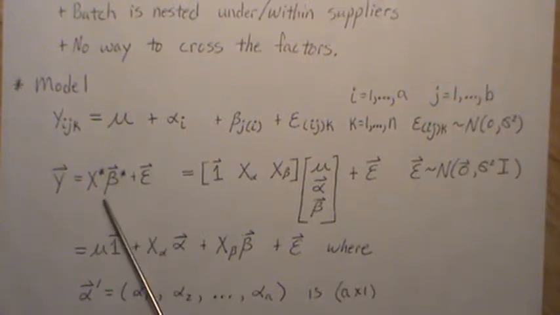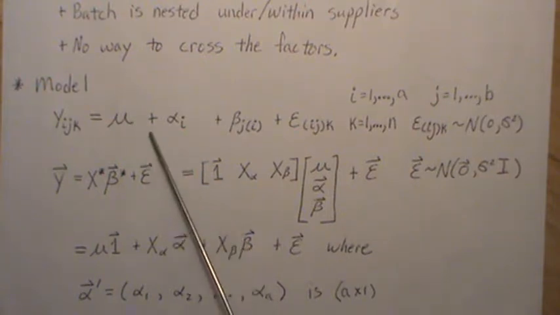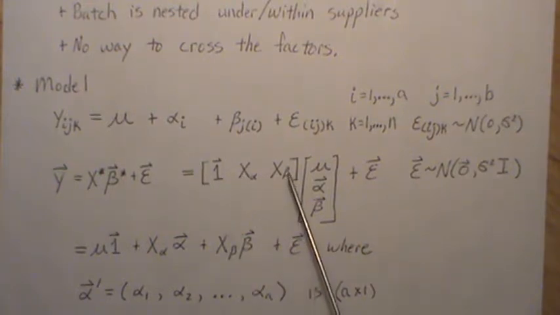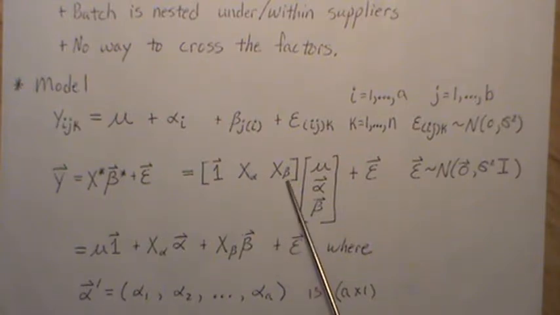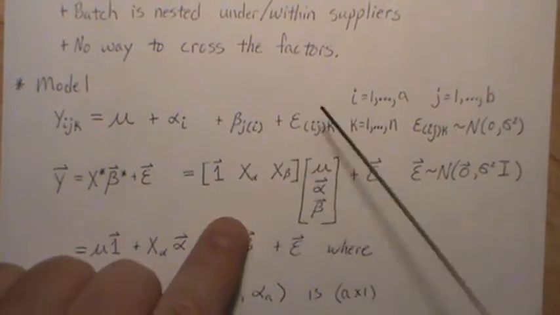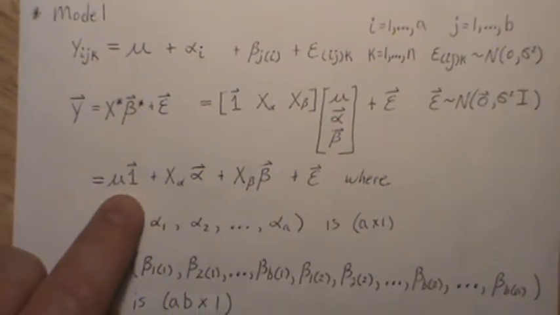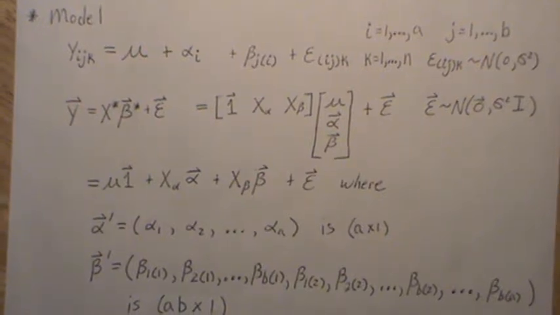So it's a linear model, but we're going to partition the X into something for the constant effect, the factor A, so X alpha, and then the beta for factor B, X beta. And so when you do this multiplication, you get this here. Mu times the one vector, X alpha times alpha, X beta times beta.